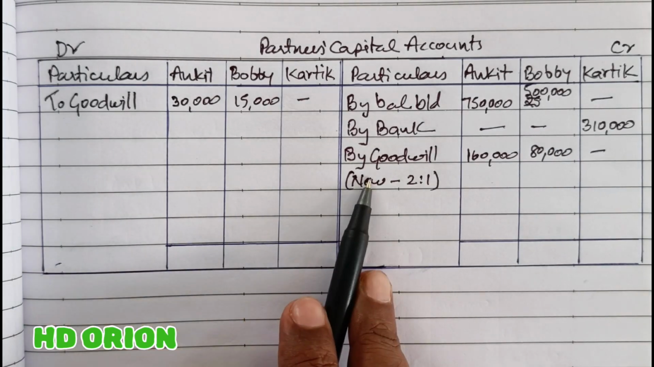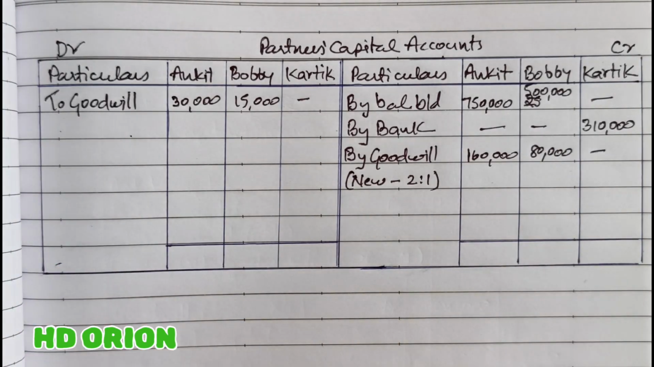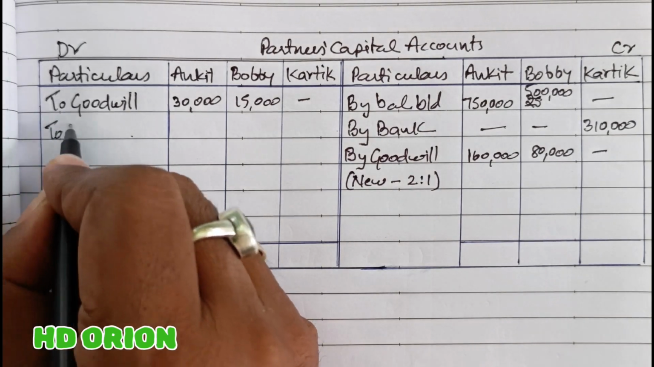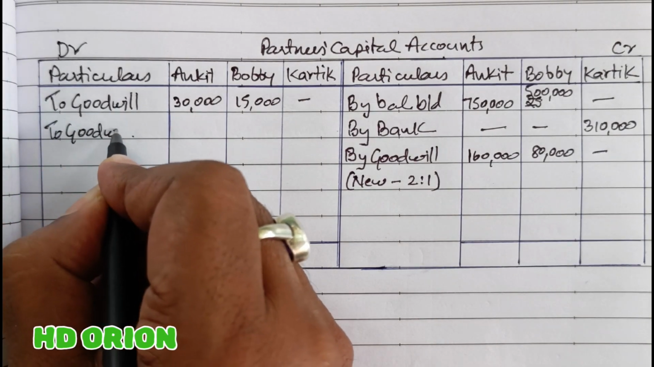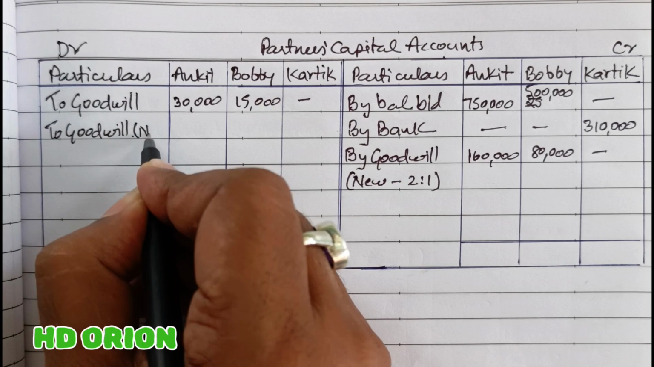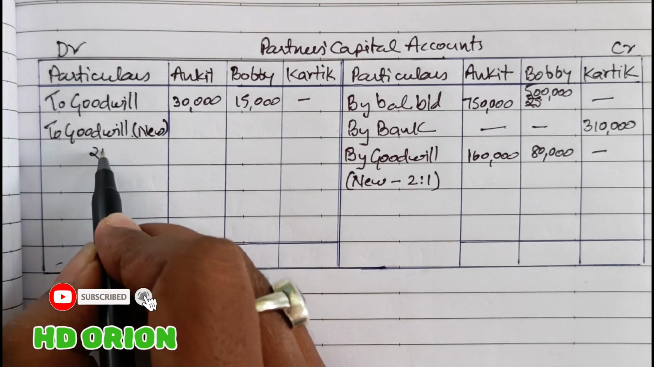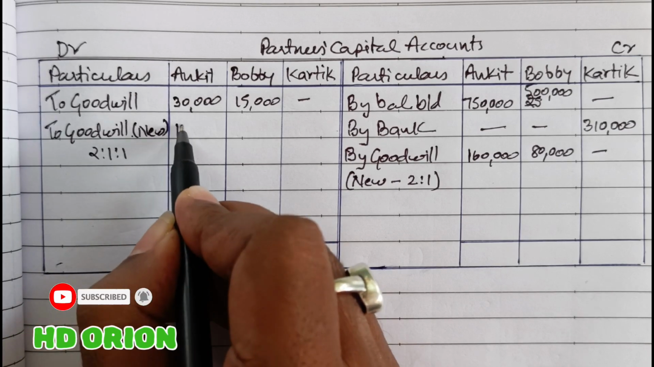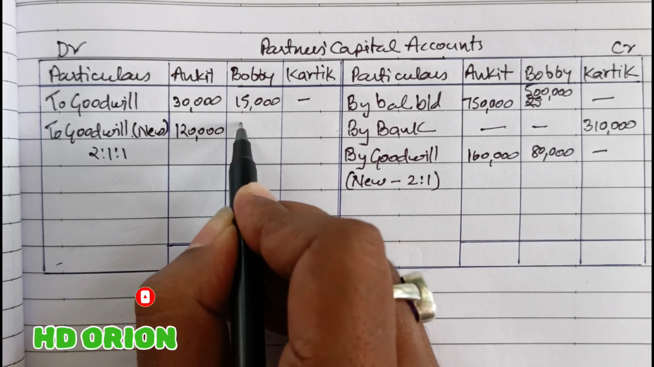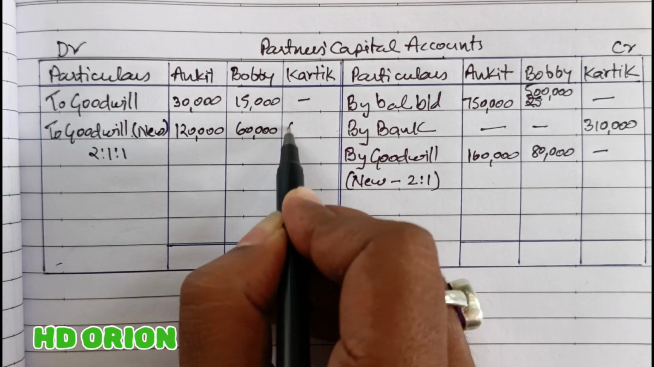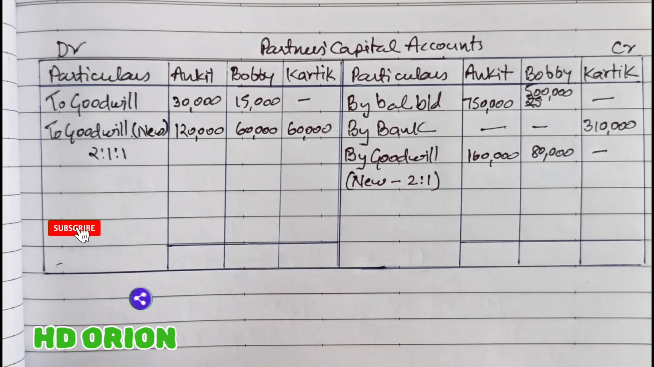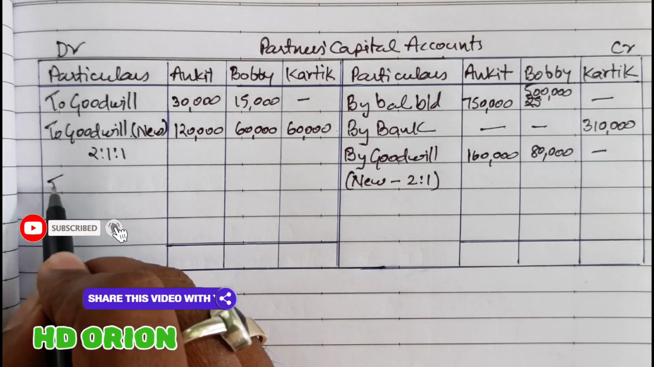We will write off this new goodwill on the debit side. So to goodwill, this is also new, in new ratio, that is 2:1:1. So 1,20,000, 60,000, and 60,000. Now to balance close down.